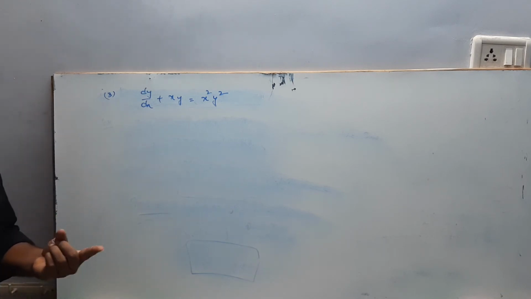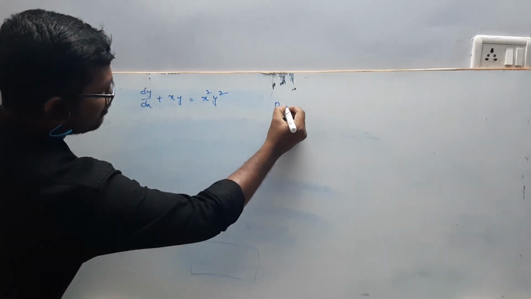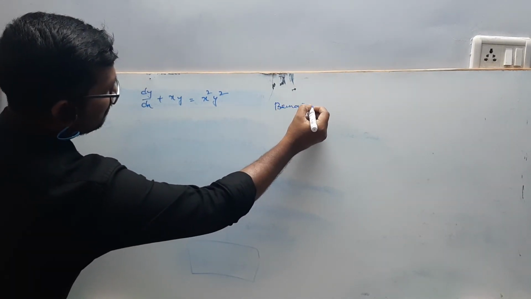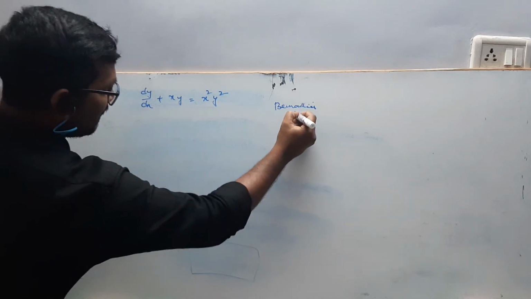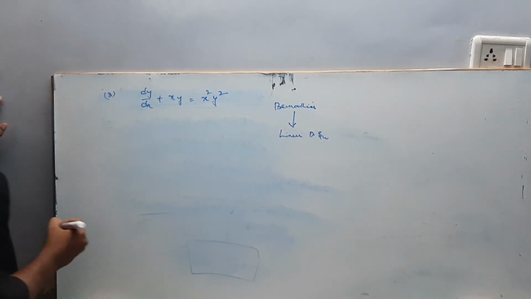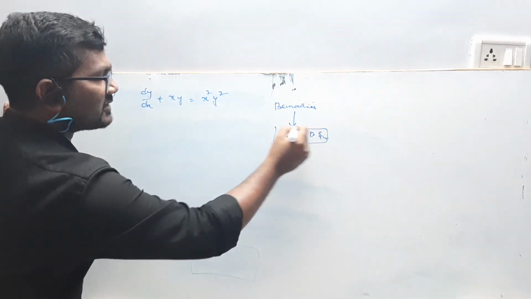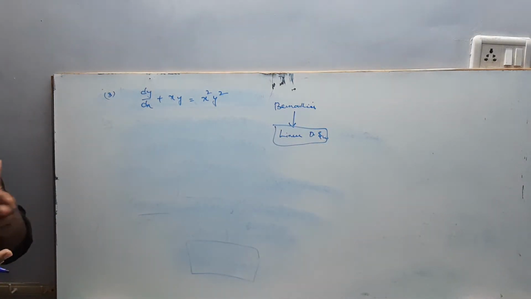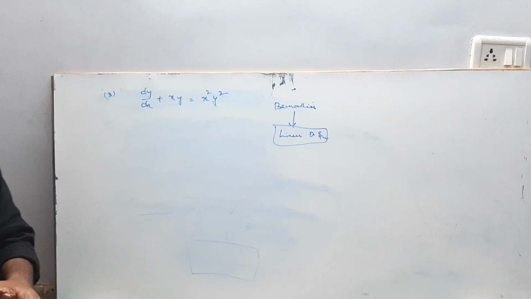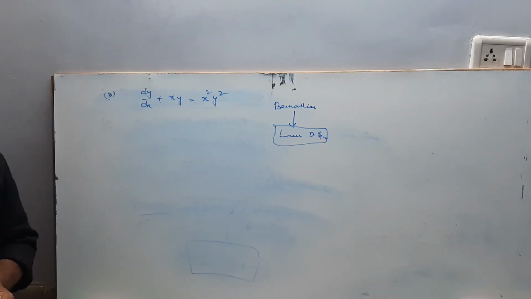The only way is to convert this into linear. We have to convert Bernoulli into a linear differential equation. We know how to solve the linear differential equation from before. Now we are studying how to convert a Bernoulli differential equation into a linear differential equation. So my dear students, be clear: what is a linear differential equation, and what is a Bernoulli differential equation?